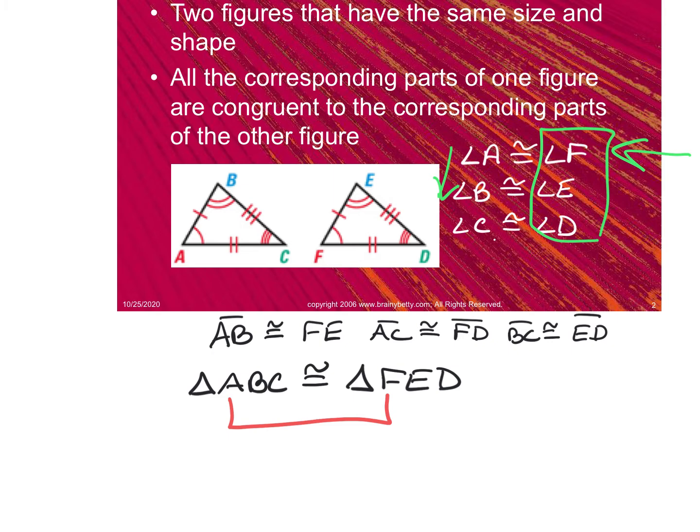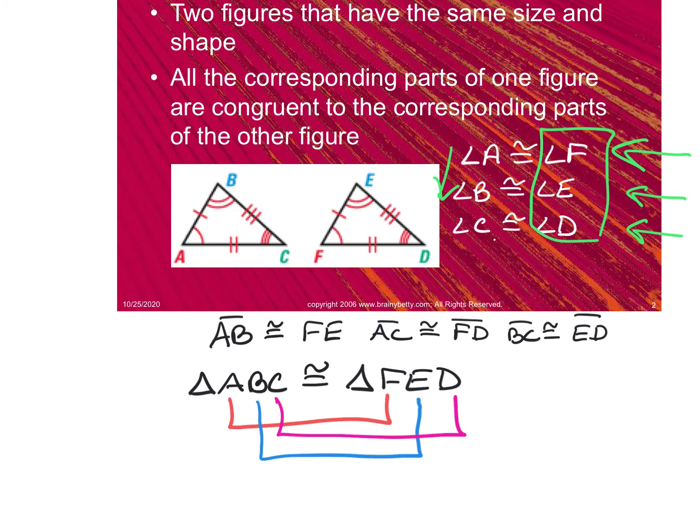And then I can say that angle B, it's in the second spot, it matches with angle E. And then lastly, I can say that C matches with D, and that's what I put here from the picture. So the order, when they give you a congruency statement, it tells you what matches with what. So the order of this congruency statement is important to us.